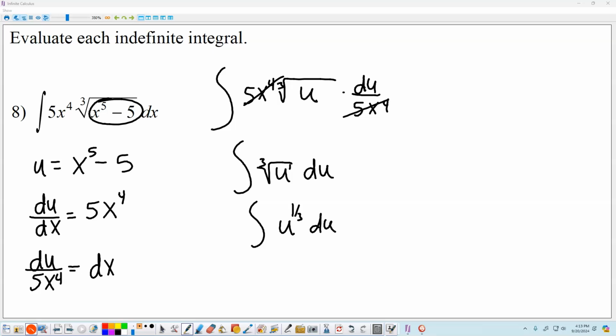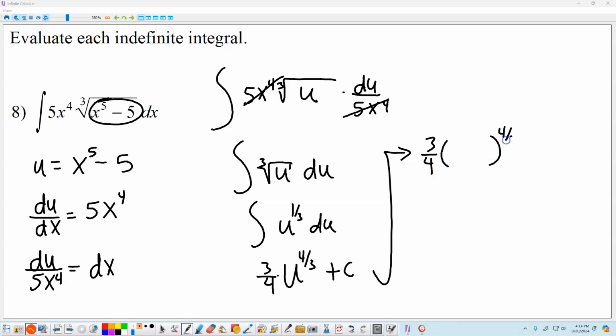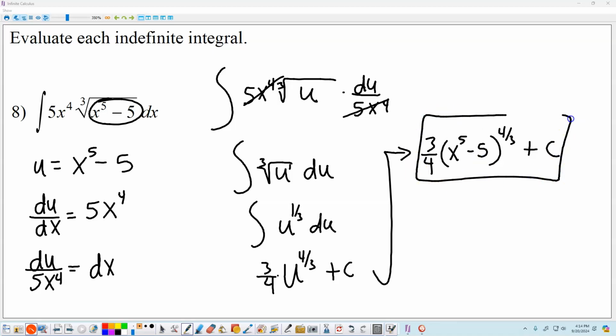Then we're going to integrate it, and when we integrate it, we add 1 to the power, which gives us 4/3. Remember, I gave you guys a little shortcut for that, top plus bottom divided by bottom. And then typically we would divide by that, but when we divide by a fraction, that's the same as multiplying by the reciprocal. So we're going to do that instead. And then finally we can replace the u with x to the 5th minus 5. And there's our final answer on that one.